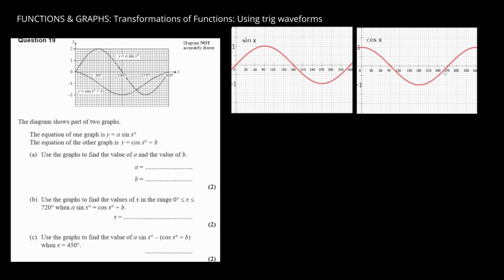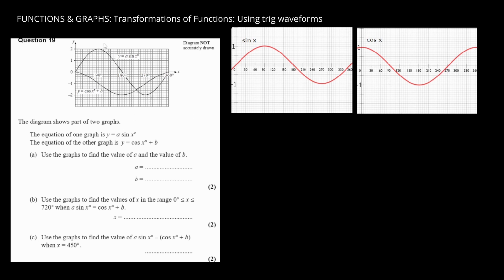Cos x also goes between 1 and -1, but starts at 1 and falls to 0 at 90, and then continues on in a similar way, but is -1 at 180 and comes back to 1 at 360. It also repeats every 360 degrees. So the next time it approaches 1 from below will be again 720. So let's see what they've done to these graphs to plot the graphs in the question.